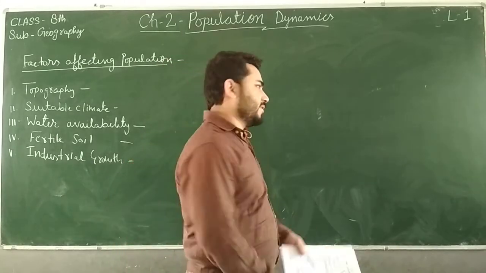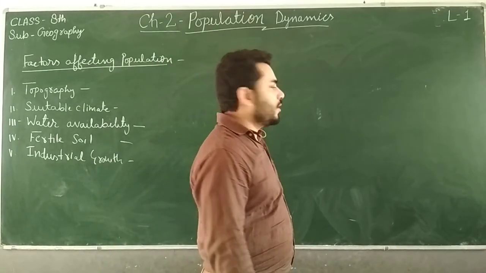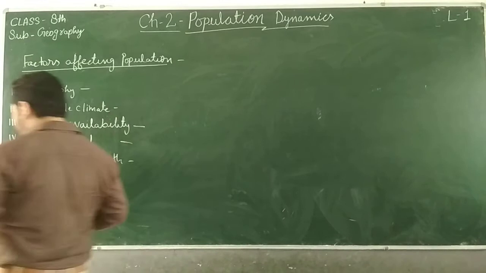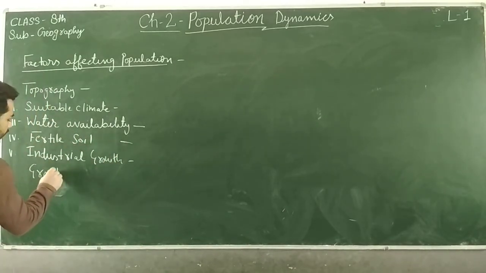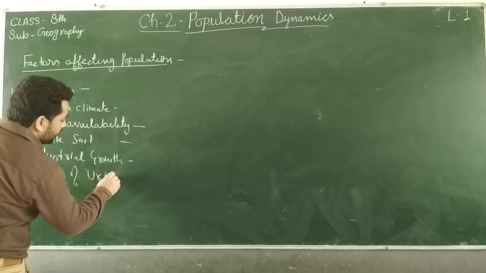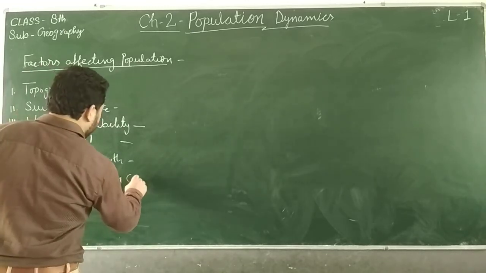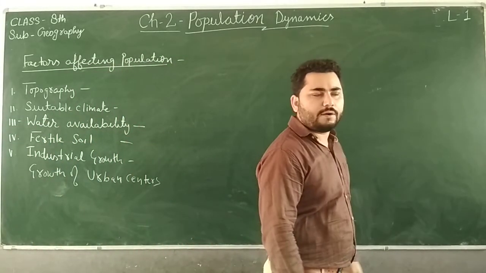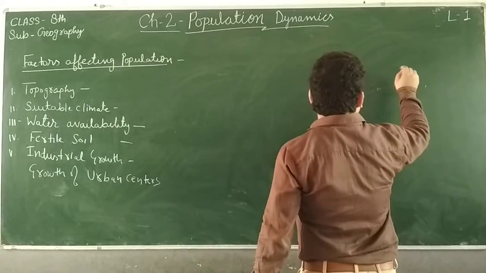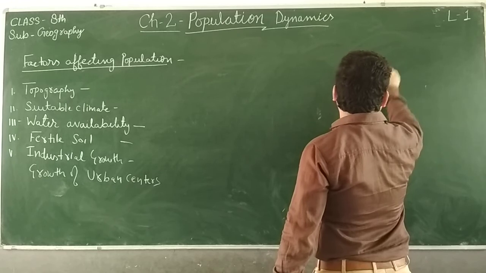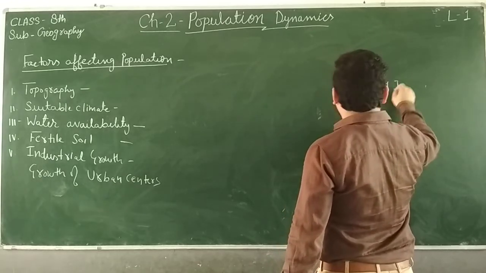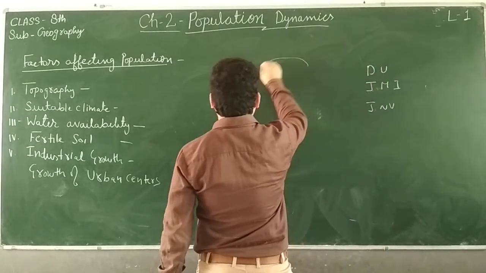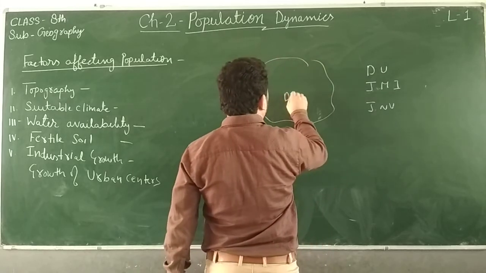So at urban places, the bigger towns, what happens? We have good infrastructure. Because of that infrastructure, people prefer to go and live there. Suppose after studying from here, if you want to study in Delhi University, DU, or in Jamia University, JMI, or JNU, then for educational purposes you will have to get settled in Delhi.